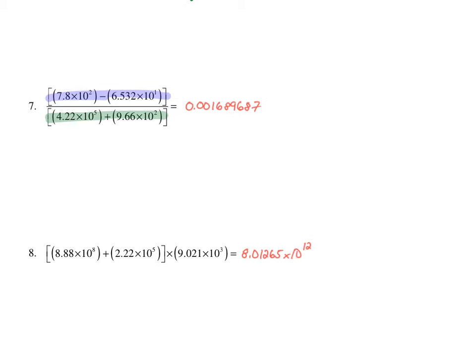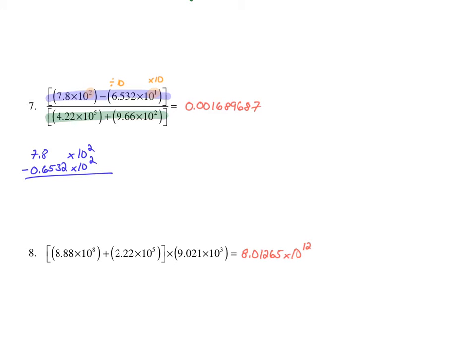Let's look at the numerator, a subtraction problem. So we need to convert these numbers to the same exponent. We're going to convert the second number to the higher exponent, 2. To go from 10 to the first to 10 to the second, that means we need to multiply by 10. We can't change the overall value of the number, so if we change the exponent by multiplying by 10, we need to divide the coefficient by 10.